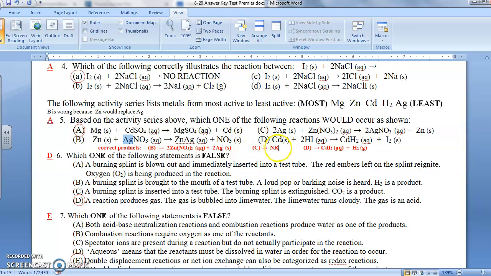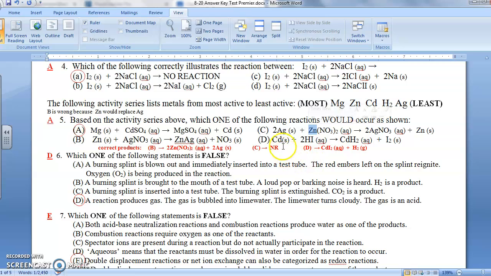In letter C, what do they show happening? In letter C, they show silver, which is the least active of the metals. They show silver forcing zinc out of solution, which is more active. It's not going to happen. That would be a no reaction.